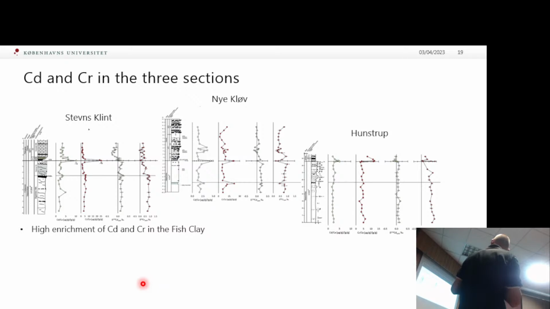We also can see that there's a high enrichment of cadmium and chromium in the fish plate, which corresponds to the triangle effect, or maybe phosphate, because phosphate is very rich in these samples also. And we know that's why it's called fish plate, because there's a lot of fish bones in these layers, and it's very compact.